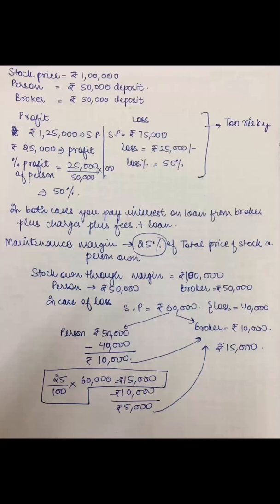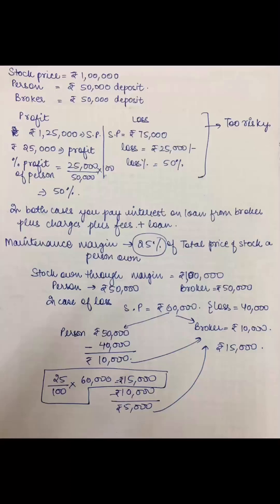What if in the second case the price of the stock came to 50,000 itself, from 1 lakh to 50,000 itself, meaning there is a whole loss of 50,000. So now the broker has no money, zero, and if we subtract 50,000 from the amount the person has invested, 50,000, because the loss was also 50,000 and the amount deposited by the person is also 50,000. So if you subtract 50,000 from 50,000, that is zero.